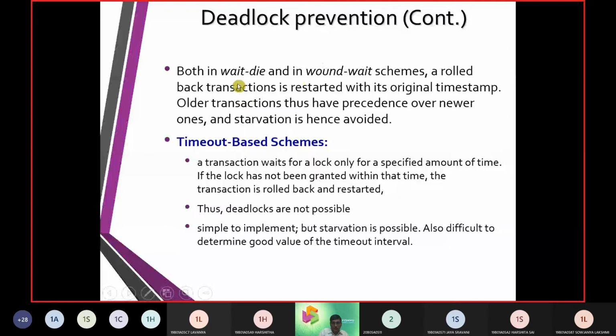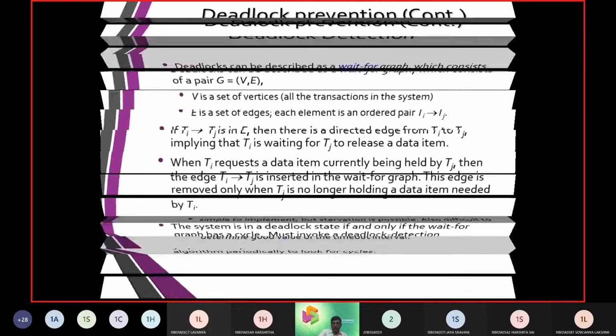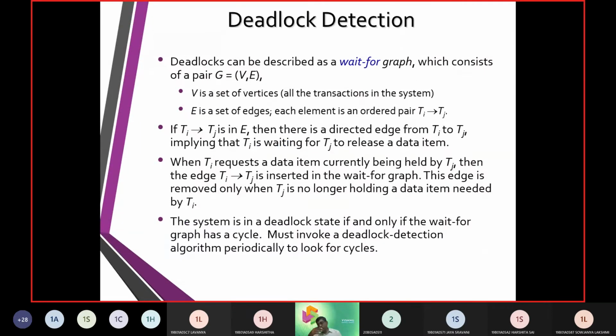These wound-wait and wait-die schemes will be purely based on the timestamp. So they are going to give some specific time. In that specific time, if the activity was not taken up, then it goes with the wait-die concept. So altogether, to eliminate the concepts from deadlock prevention, we need to draw the wait-for graphs.